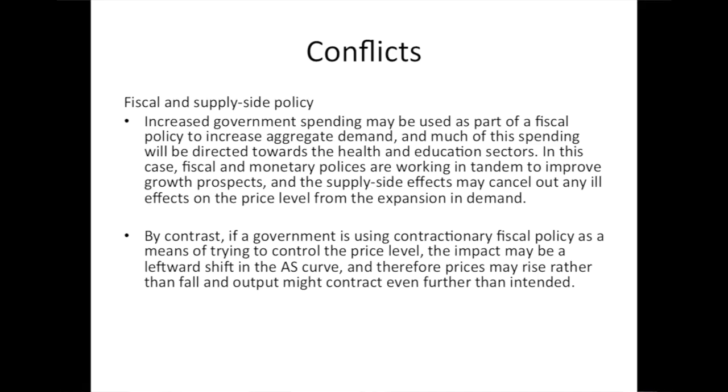However, in contrast, they conflict if a government is using contractionary fiscal policy as a means of trying to control the price level. This will impact the AS curve as it will move it left, and therefore prices will rise rather than fall, and output might contract even further than intended.